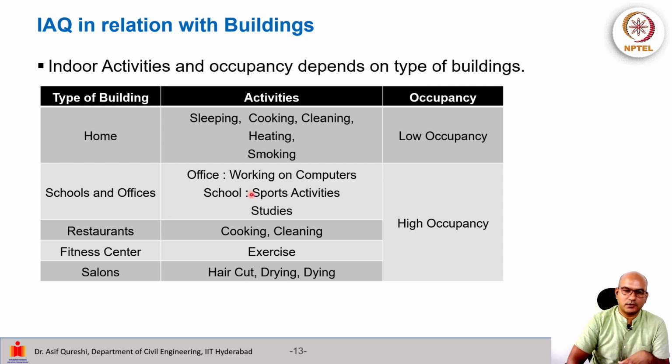Then in schools or universities, there will be sports activities. So indoor sports activities, there may be badminton, gymnasium, volleyball courts, basketball courts, table tennis rooms or table tennis halls. So we have different kinds of activities which actually occur indoors. The same goes for the universities.